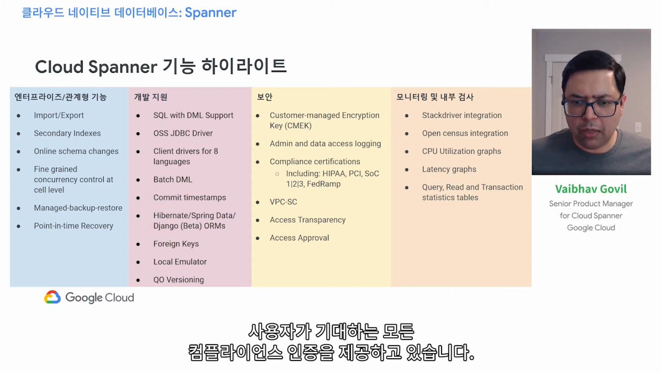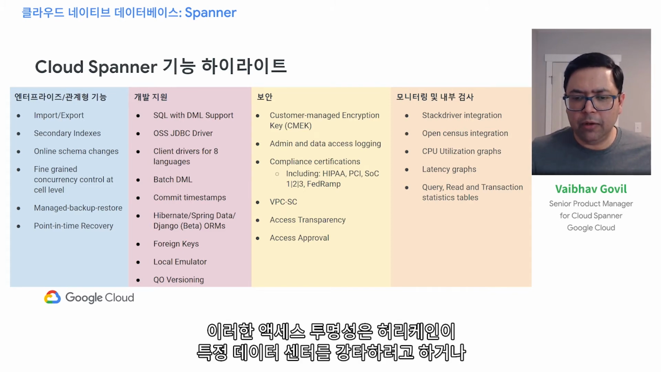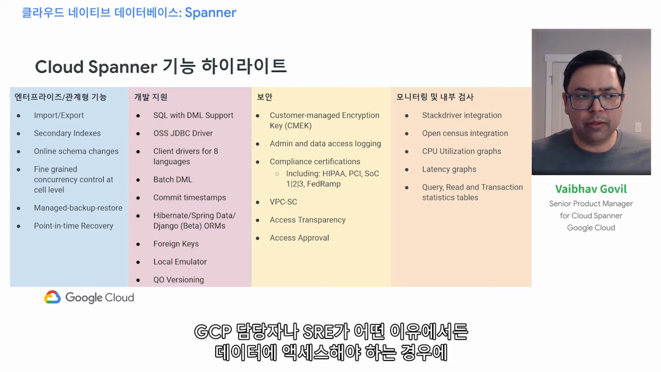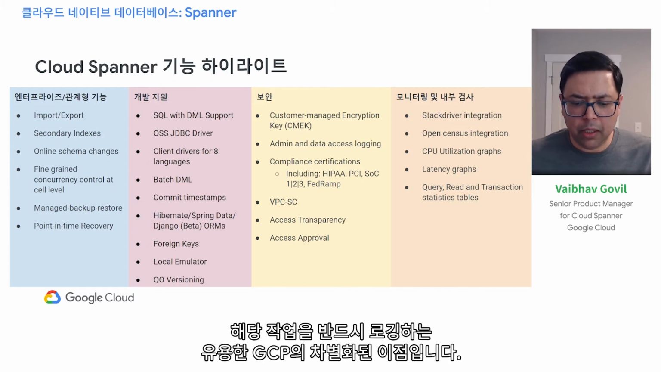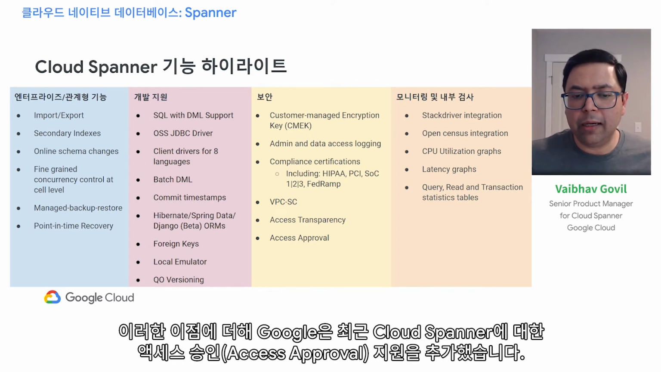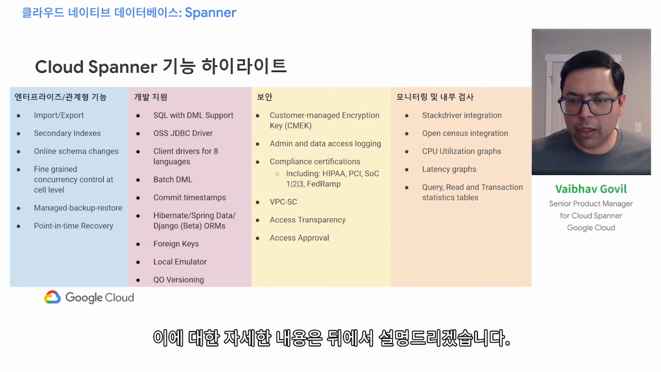In terms of security, we have all the compliance certifications which you can hope for, like PCI, SOC compliance, FedRAMP. We have VPC-SC support, access transparency, which is where GCP really differentiates itself: if a GCP person or an SRE has to even touch your data for whatever reason, let's say there's a hurricane going to strike a particular data center and they have to touch the database to move it to some other data center, they have to log that request. That's what access transparency is. In addition, we recently added access approval support for Spanner as well. And then most recently, we launched customer managed encryption keys. We are going to talk more about that later.